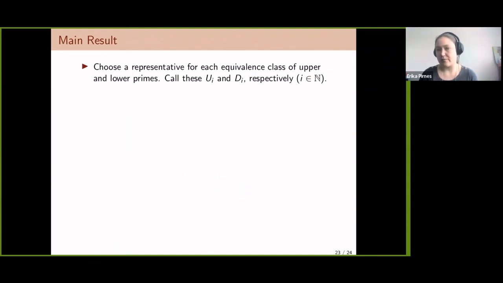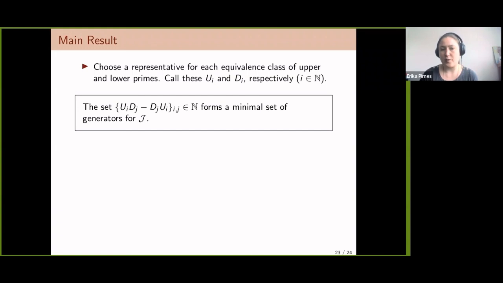So basically what are we doing? We're choosing a representative for each equivalence class of upper and lower primes, just for convenience. I call these U_i and D_i. So there are infinitely many equivalence classes, and I choose the representatives.